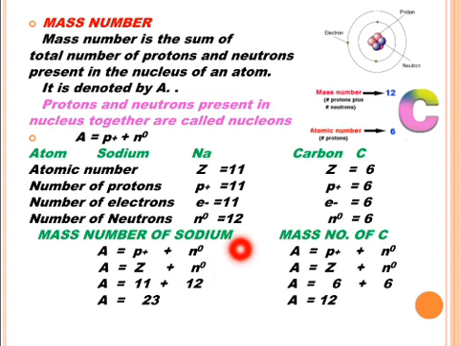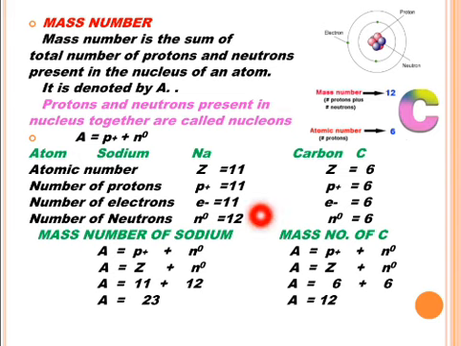It means what is mass number of sodium? Mass number of sodium A is equal to 23. So mass number of sodium is 23. Atomic number is 11. Number of protons are 11. Number of electrons are 11. And number of neutrons are 12.